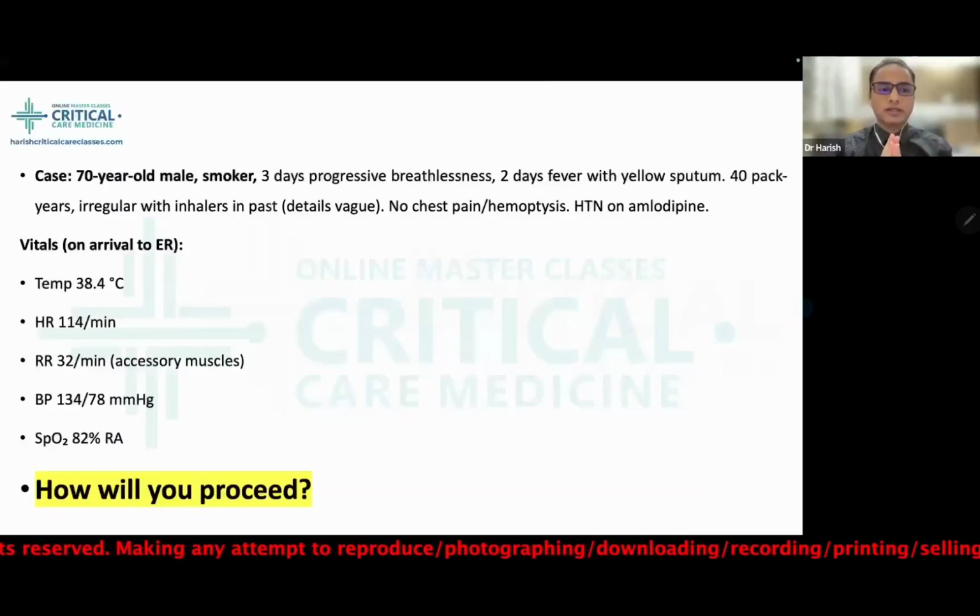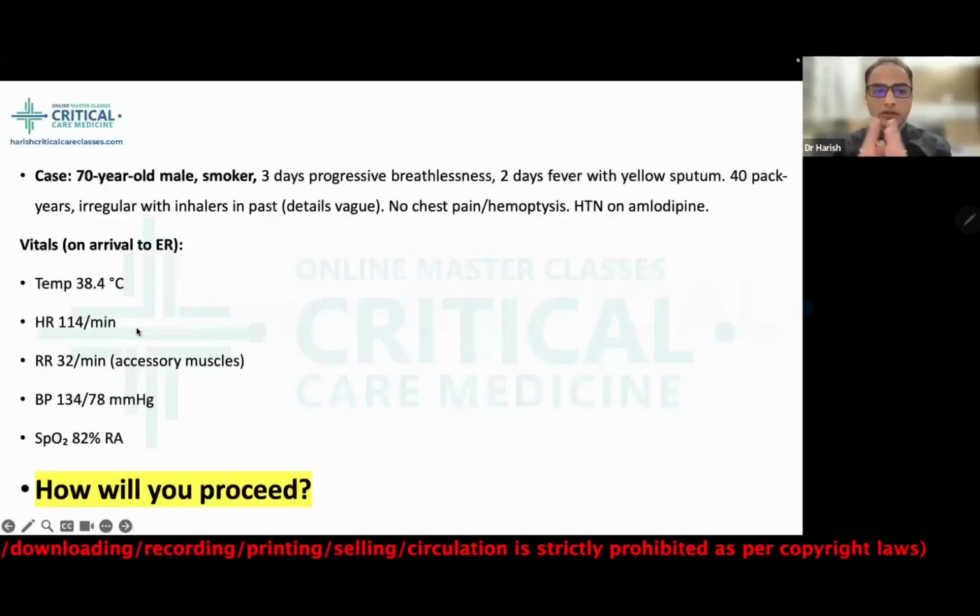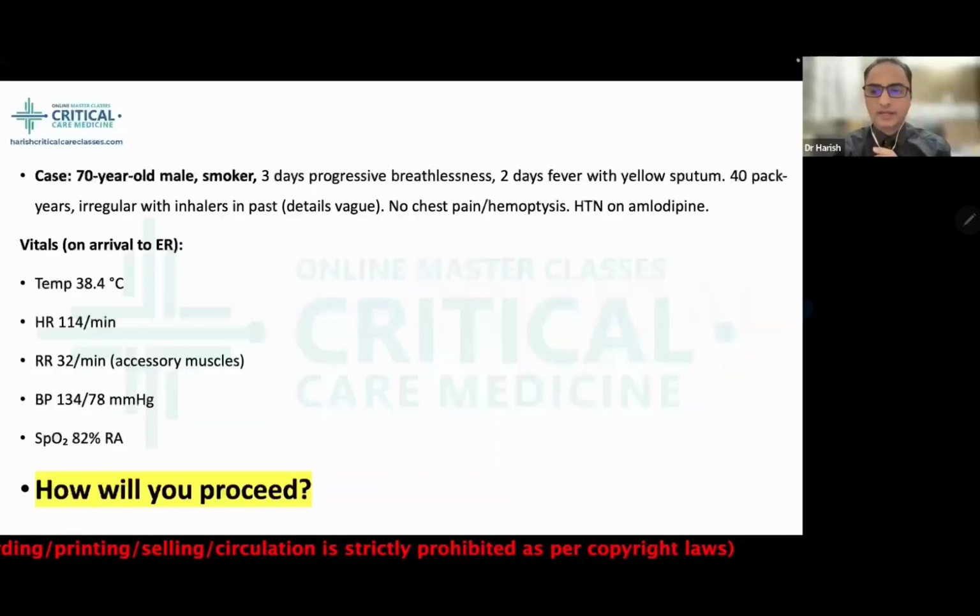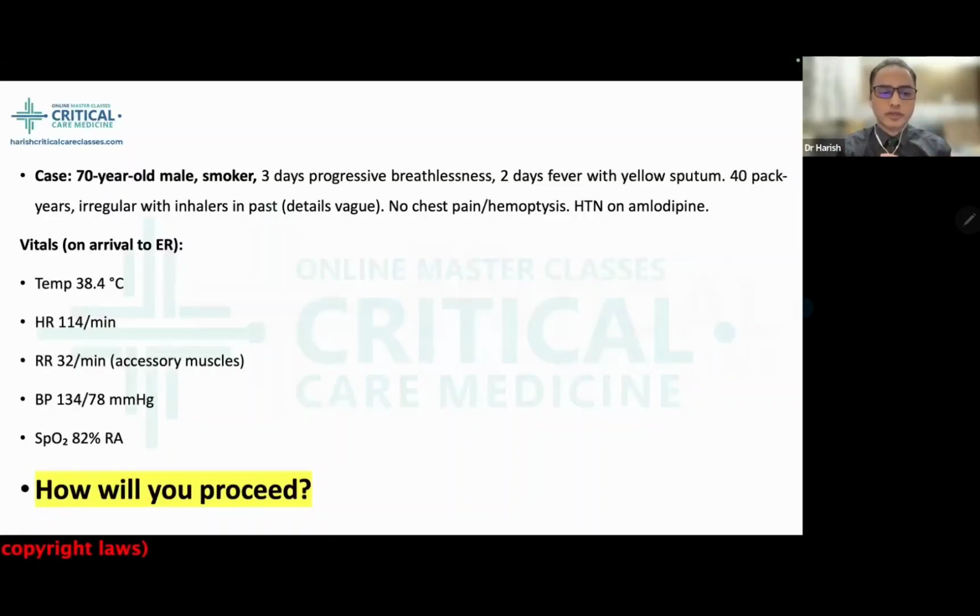If you see his vitals on arrival to the ER, his temperature is 38.4 degrees Celsius, heart rate 114, respiratory rate 32, and there is accessory muscle usage. Blood pressure is well maintained, 134 by 78. He is saturating around 82% on room air. How will you proceed? Elderly, background of smoker, hypertensive, came with breathing difficulty, fever and productive cough. So we have clarity on the diagnosis. How will you proceed with this patient?